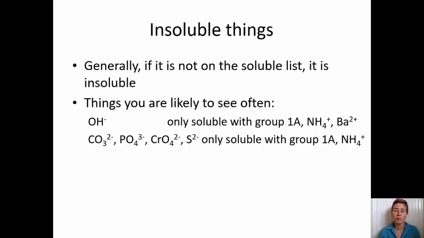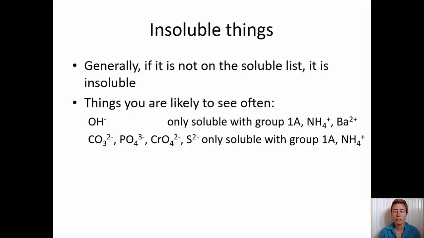Some things that you may see frequently, really OHs. OHs are very common. They're only soluble with those always soluble things, plus barium. Barium, for whatever reason, barium hydroxide is soluble. There are chemical reasons for this. They are a little beyond the scope of this course, which is why we teach this just as you have to learn it, which is why I don't want you to get too overwhelmed with it.